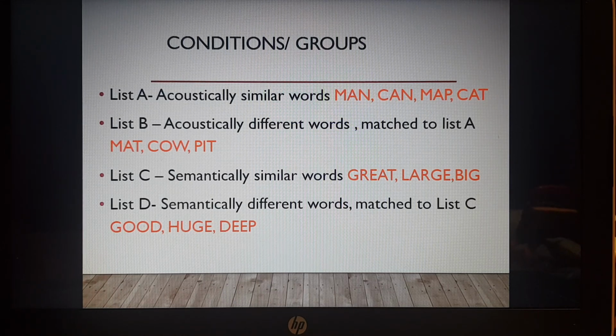And then condition 4 was semantically different words, so dissimilar words. So again, matched as closely as possible to list C. Good, huge, deep. So obviously these words are semantically different, so there's no relation in terms of meaning. Okay, so participants are obviously allocated to one of these 4 conditions.